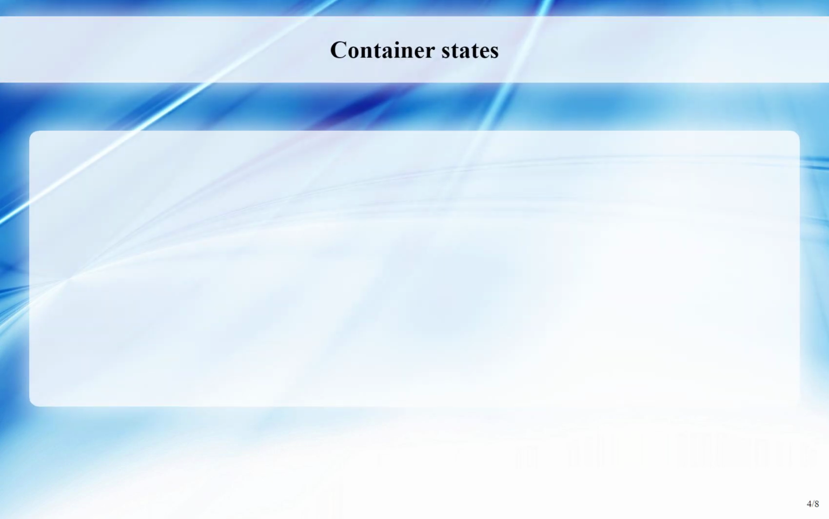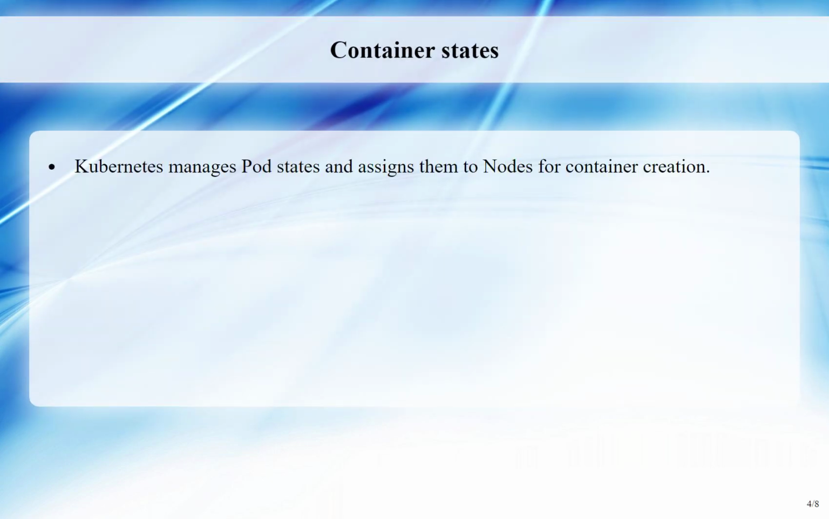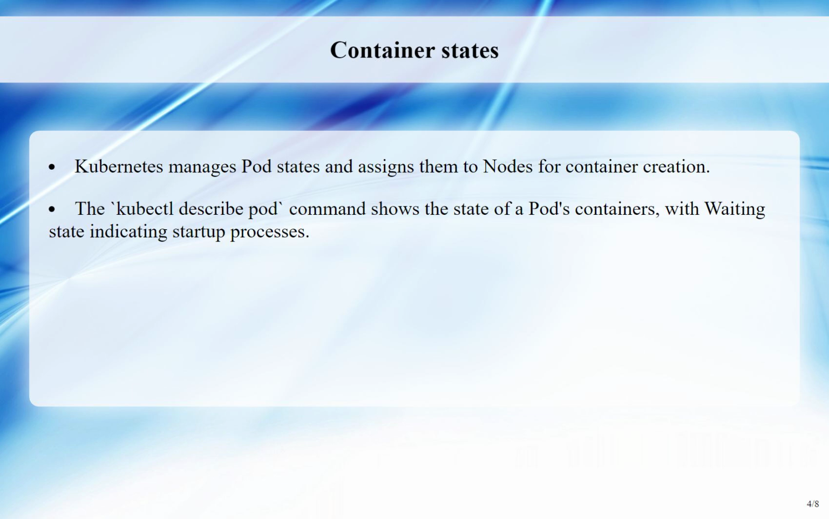Container states. Kubernetes tracks the state of each container within a pod, which can be in one of three states: waiting, running, or terminated. The scheduler assigns a pod to a node, and the kubelet then creates containers for that pod using a container runtime. To check the state of a pod's containers, you can use the command kubectl describe pod <name of pod>, which shows the state of each container.